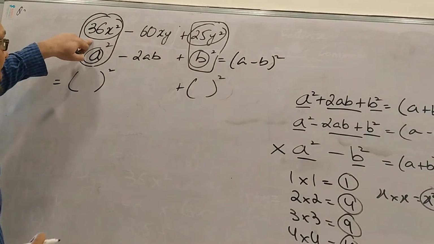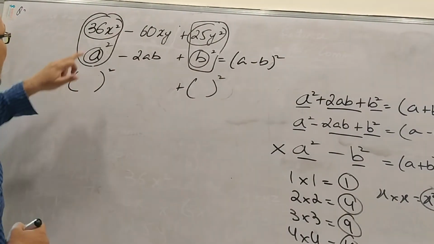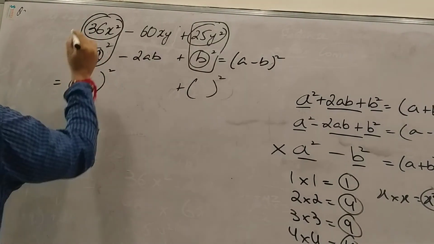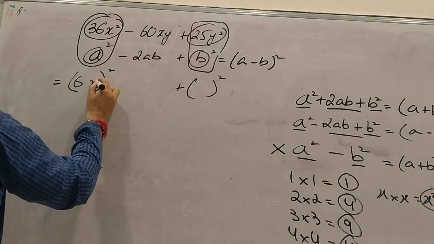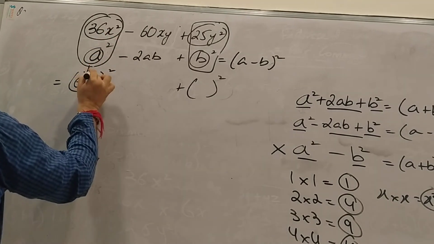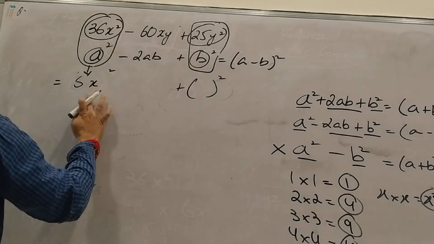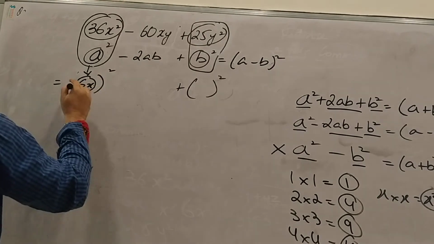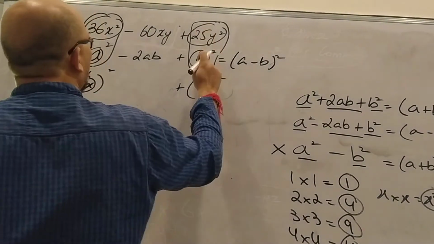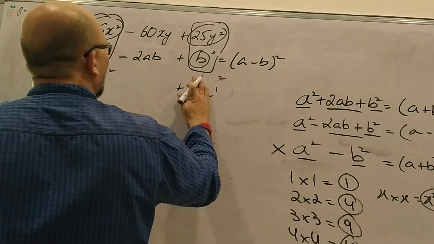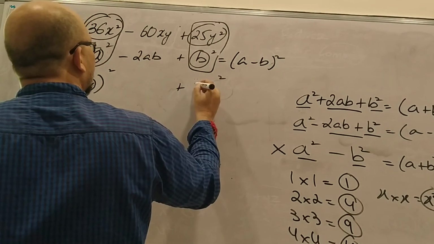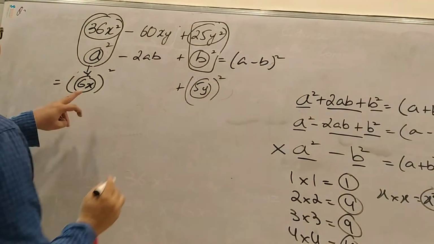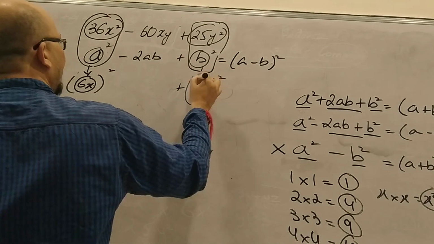So always, why did we say the first term and last term must be perfect square numbers? Because the square root of a square will give us a. So the square root of 36x square will give us a. The square root of 36 is 6 and of x square is x. So guys, this is a. This 6x is a. Is it clear guys? This 6x is a, so this is a square. Then the square root of b square, which is 25y square, is 5y. So guys, this square root will give us b. So guys, 6x is a and 5y is b.